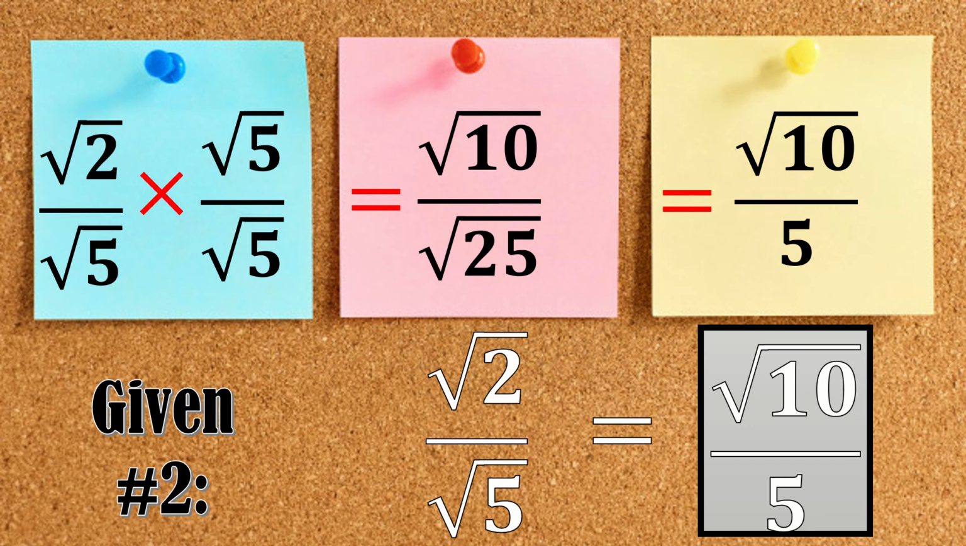That means square root of 2 all over square root of 5. The simplest form of that is square root of 10 all over 5.